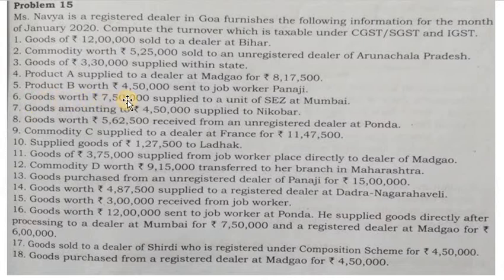Sixth one. Goods worth rupees 7,50,000 supplied to a unit of SEZ, Special Economic Zone at Mumbai. By reading out this transaction, we can find out that goods are sold to a special economic zone. If the goods are supplied to a special economic zone, then it is considered as zero rate supply, and it has to be entered in IGST column. Any goods supplied to any special economic zone is considered as zero rated supply.